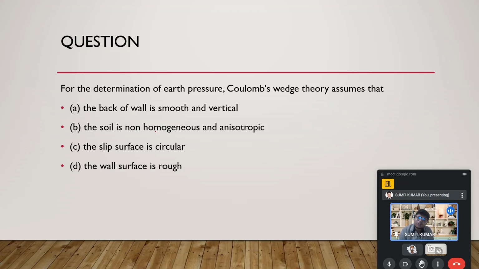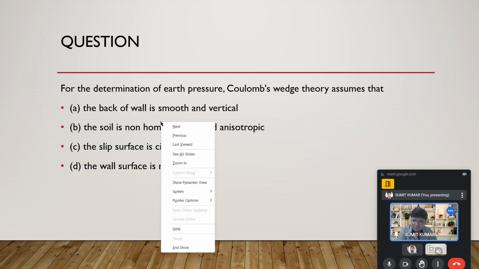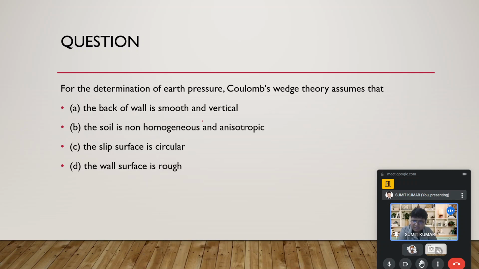Okay. So for the determination of earth pressure, the Coulomb wedge theory assumes that, four options are there. The back of the wall is smooth and vertical. The soil is non-homogeneous and anisotropic. So first of all, if you go with the method of elimination, you will say the answer can never be B, and the answer can never be D. Now the slip surface is circular, the wall is rough, and these are the options. So the one answer is eliminated.